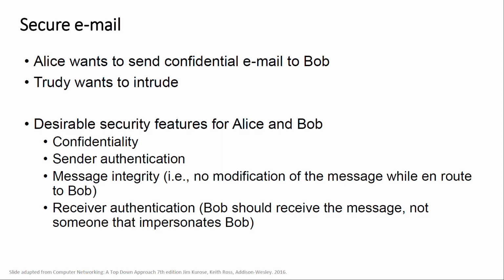Alice wants to send a confidential email to Bob, and Trudy wants to intrude. Desirable security features for Alice and Bob are as follows: confidentiality, sender authentication, message integrity, in other words no modification of the message while en route to Bob, and receiver authentication. Bob should receive the message, not someone that impersonates Bob. As you can easily imagine at this point, we have enough cryptographic primitives to solve all of these problems, and in a few minutes I will show you how this can be done.